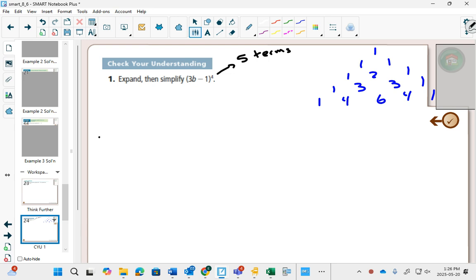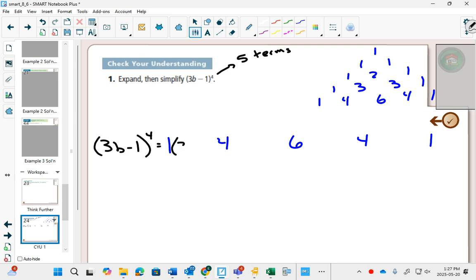And when I go to write this out, I actually start 1, 4, 6, 4. Try to space it out. I know that those are going to be my coefficients, so I'll write them in blue to match up. Then, my first term is a 3b. My last term is a minus 1.